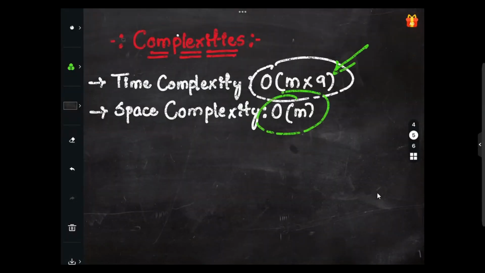What will be the space complexity here? The overall space complexity would be big O of m. When I say big O of m, we have to store two strings of size m, for the minimum and the maximum.